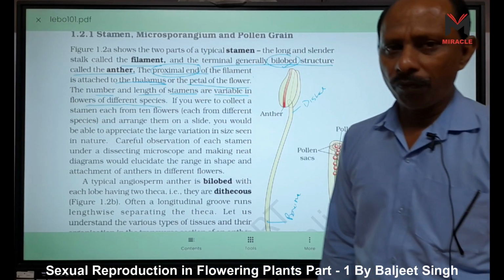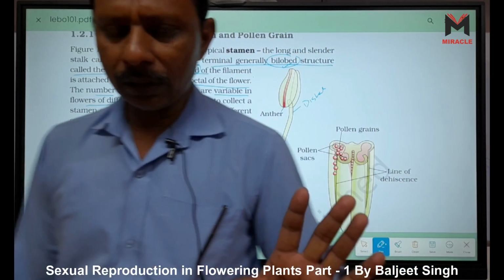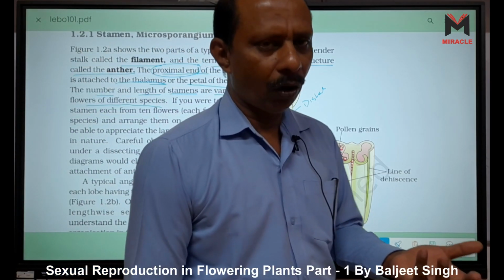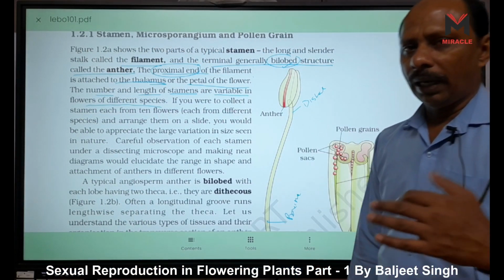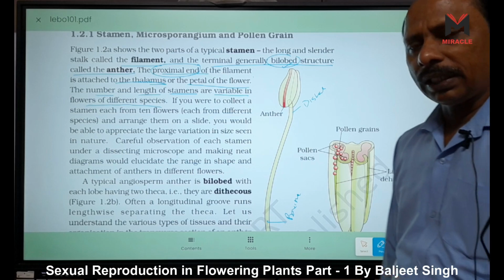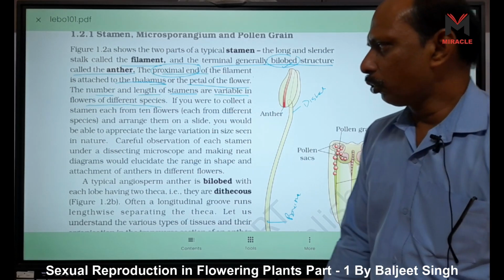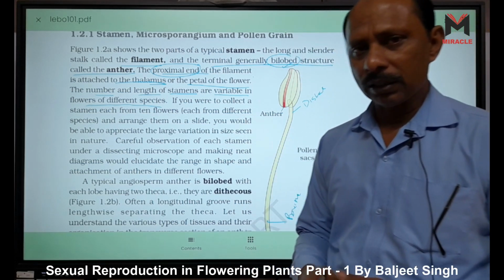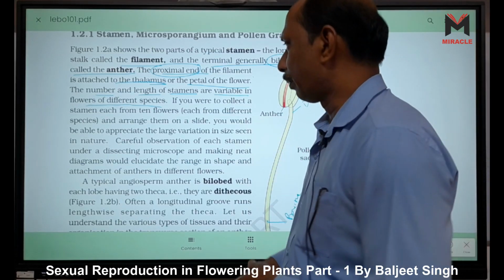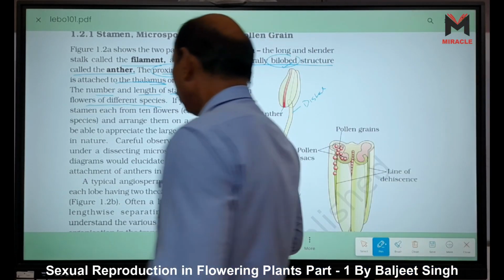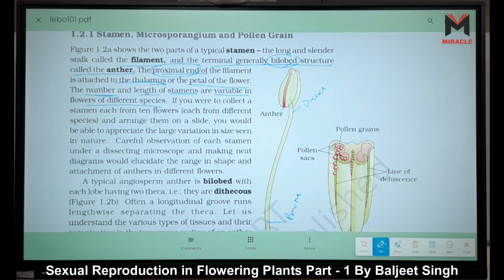Number and length, because we know 5 stamens are present in Solanaceae. 3 or multiples of 3 stamens are present in Liliaceae, in monocots, and Gramineae. 9 plus 1 stamens are present in our Fabaceae, Leguminosae. 2 plus 4 are present in our Cruciferae, and in Cruciferae the length is also different, so the tetradynamous condition is seen. In Salvia, not Salvinia, Salvia, we have the didynamous condition, right? These things we already read in morphology of flowering plants. Number and length of stamens are variable in the flowers of different species.